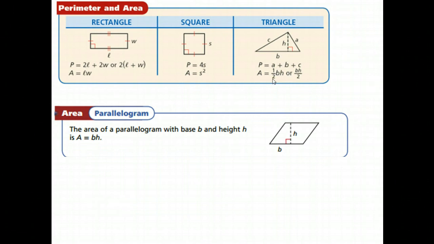For the area, it's 1/2 base times height, or base times height divided by 2. The base can be any of the sides of the triangle, but the height has to make a right angle with that side.